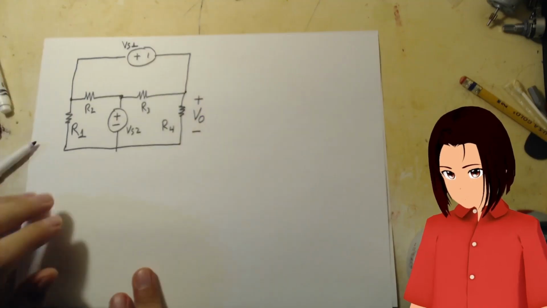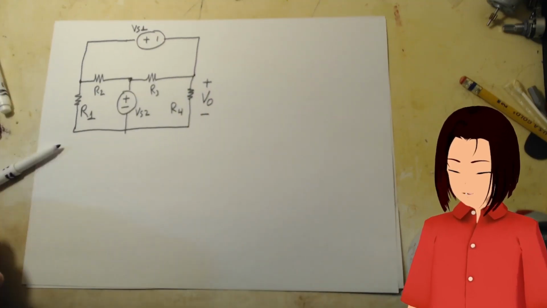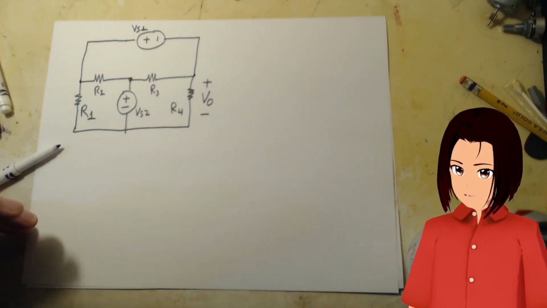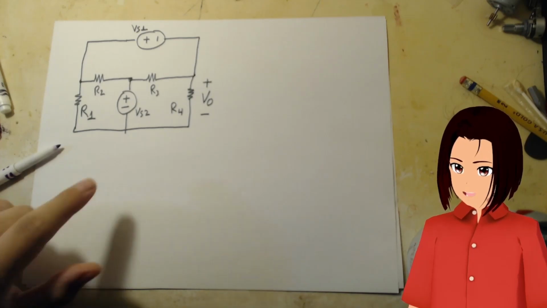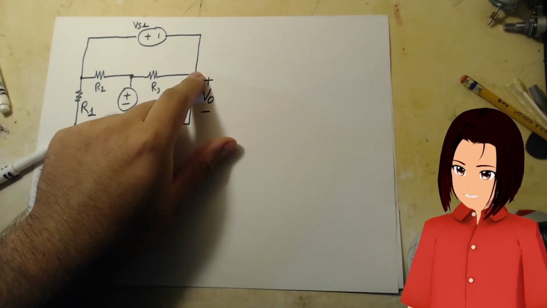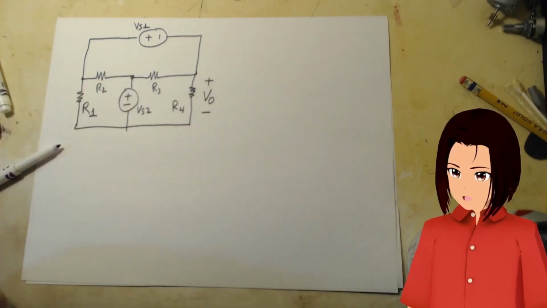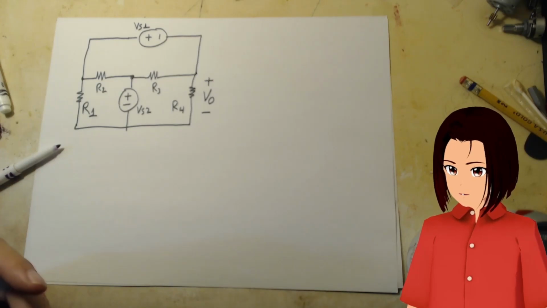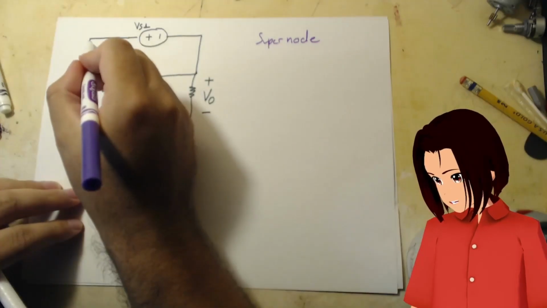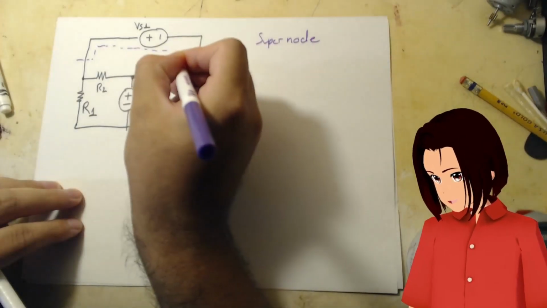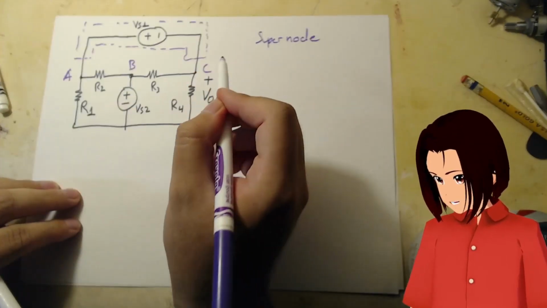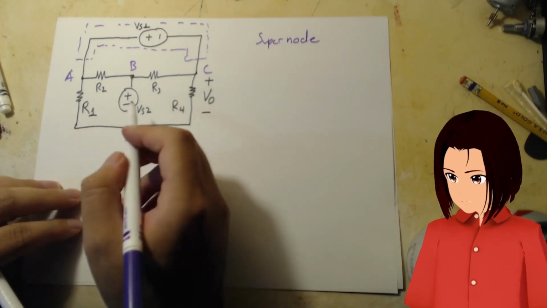So let's say you have a circuit like this. We can't really select a reference node that includes both sources. If we pick this guy as a reference, this guy's still out there. If we pick this node as a reference, this guy is still out there too. So what do we do? What we do is something called a supernode. So here's how you do it. We draw a boundary across the node, and we call these A, B, C. We have our nodes, and we pick this as the ground.